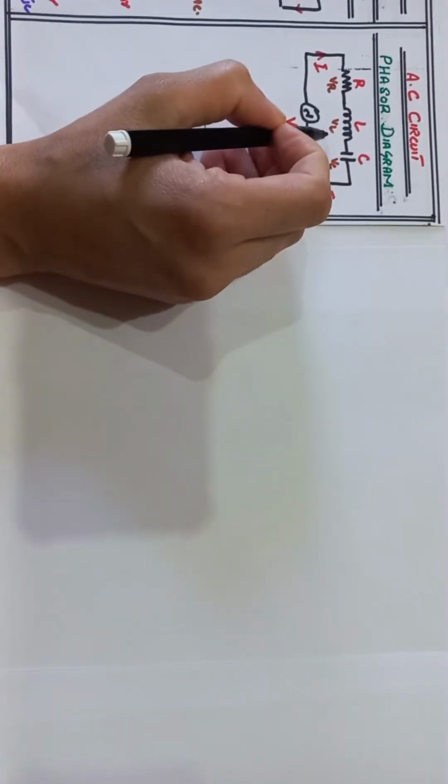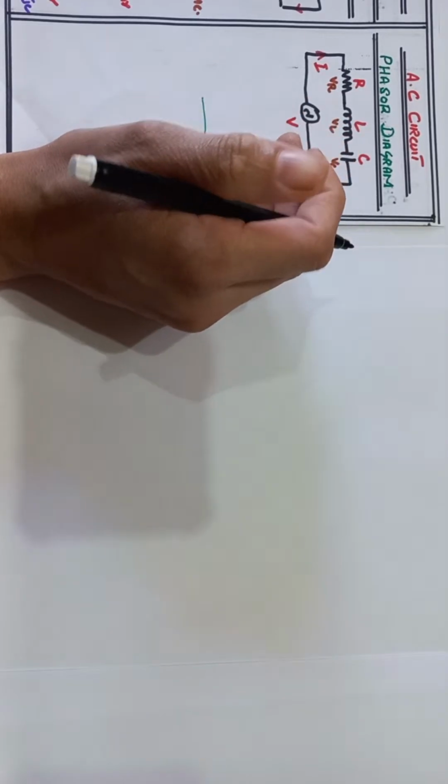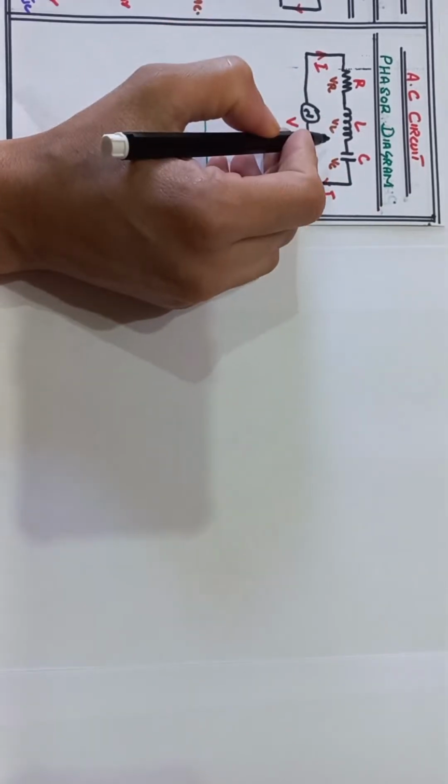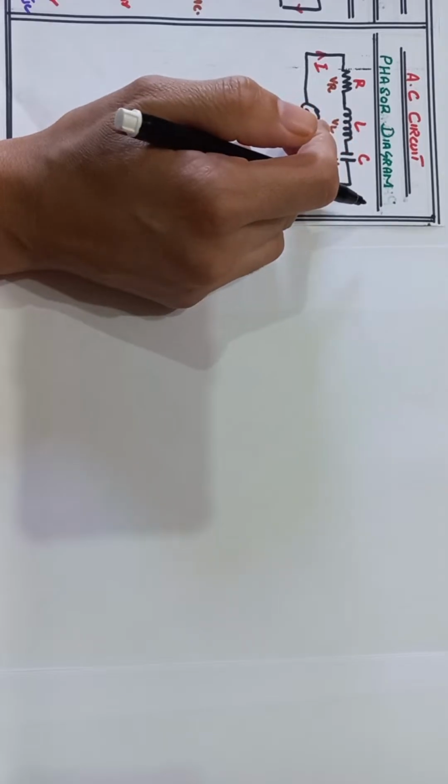When the current passes through the inductor L, we know that the inductor always opposes the change of current. So the current always lags behind the voltage VL across the inductor.